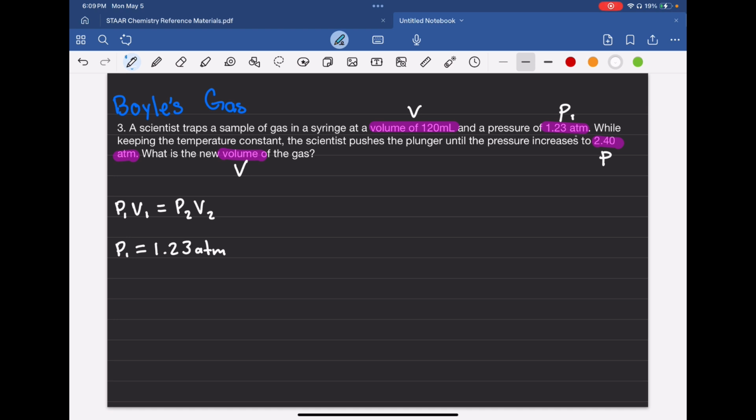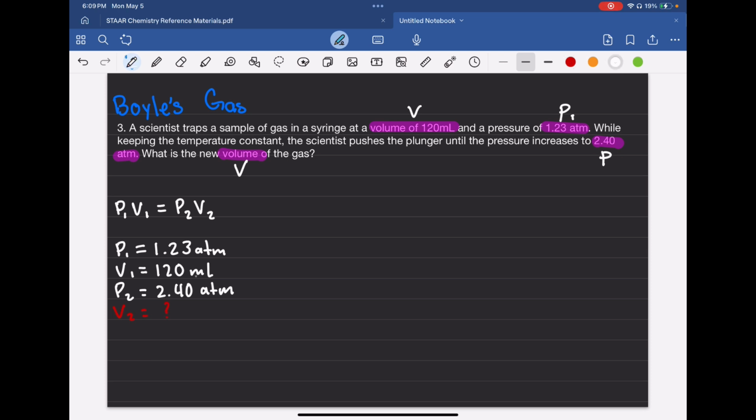And when our pressure is at 1.23, our volume is 120 milliliters. Okay. And then the question says that our pressure was increased to 2.40. So our second or final pressure, 2.40 atm. Our question is, what is the new volume? So we're looking for volume 2.